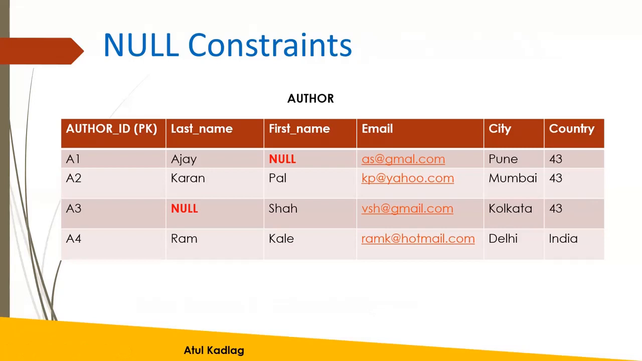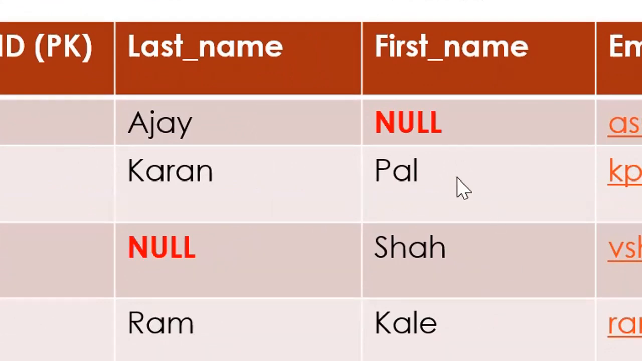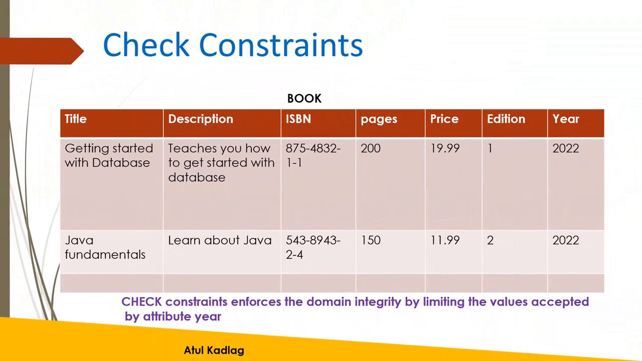Null constraint is something where some columns will have a constraint which makes sure that they should not be null. That means some columns, like first name and last name, should not be null. If there are nulls, then it will throw an error. It makes sure that every column has some values. Check constraint enforces domain integrity by limiting the values accepted by an attribute, such as year. It may be something specific to that particular year, and that is possible with the check constraint.